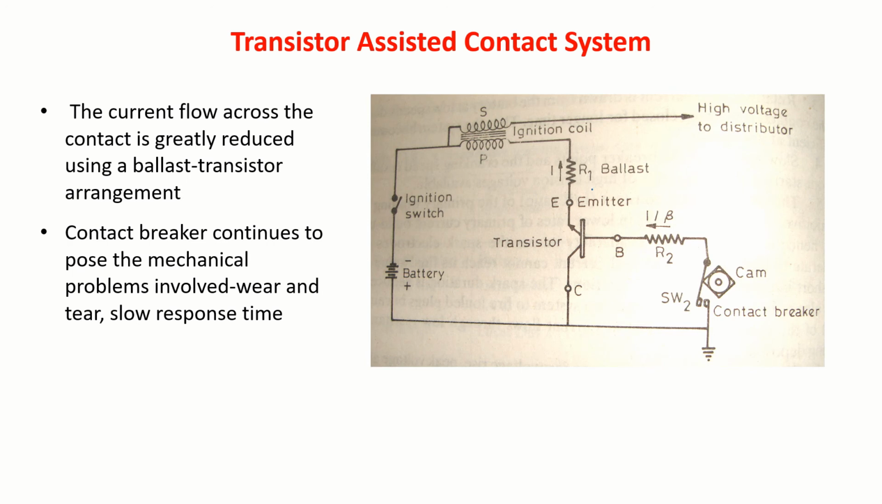So primary, ballast, condenser, used here. But still there is a cam over here. And you have the transistor. Only thing is, using this, you are reducing the arcing possibility. That's all. Otherwise, you have not eliminated this. Okay, the current flow across the contact is greatly reduced using a ballast transistor arrangement. It continues to pose the mechanical problems involving wear and tear, slow response time. That problem remains. So it is not a great solution.